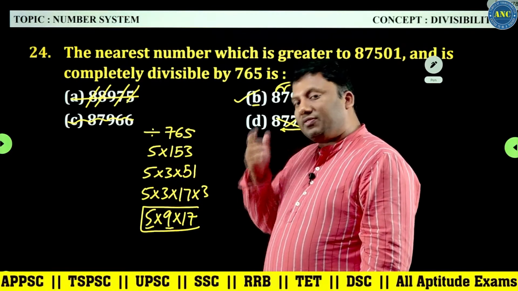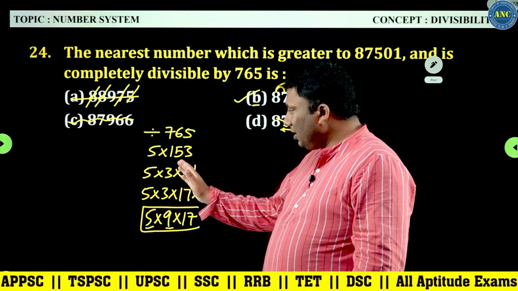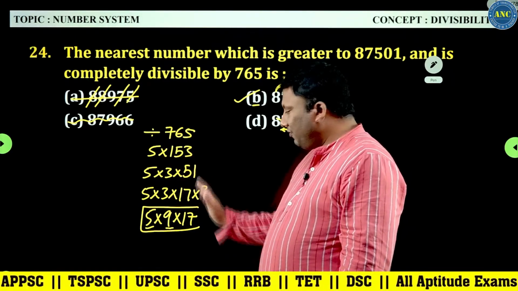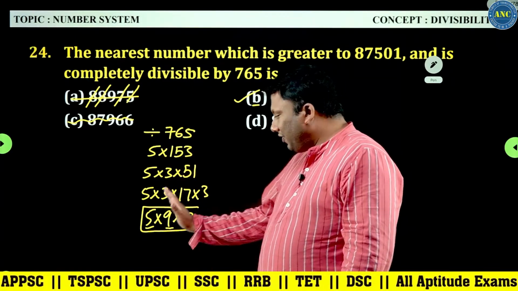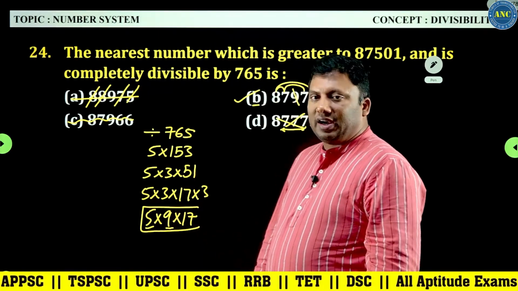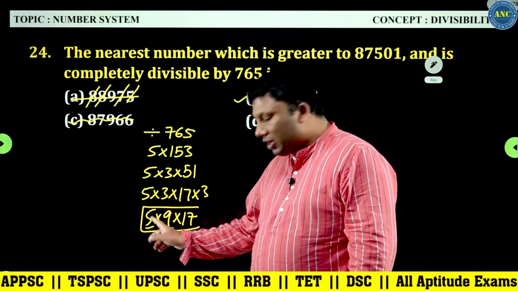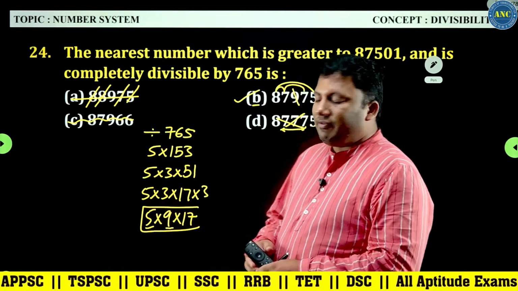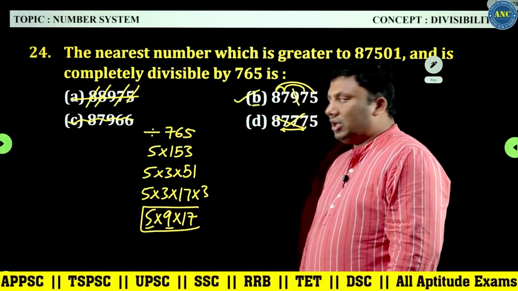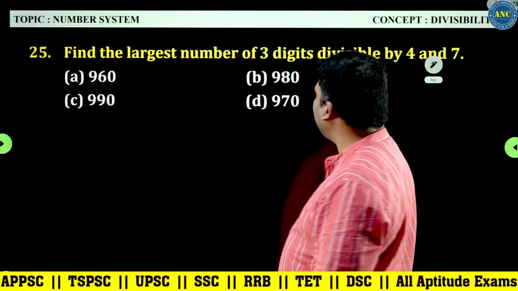What are the factors of 765? 5 15s are 75, 5 3s are 15, 153 is 17 into 9. So 765 is 5 into 9 into 17. The answer should be perfectly divisible by 9, so the sum of the digits should be 9. The answer should be divisible by 5, so the unit digit will be 0 or 5. Use the answer option approach.